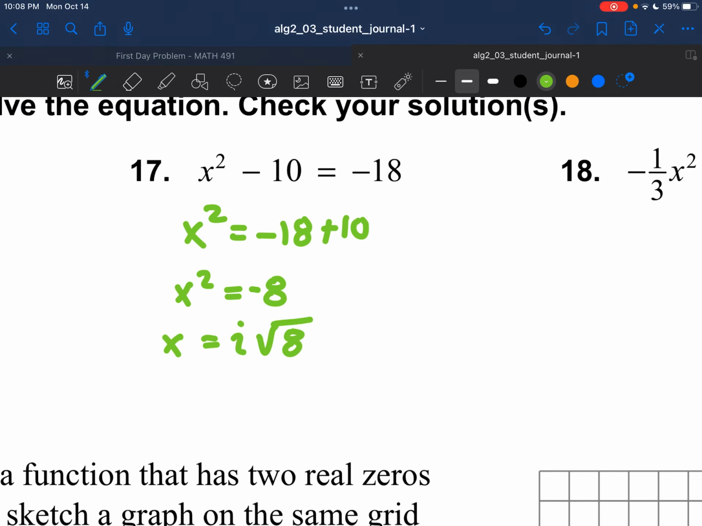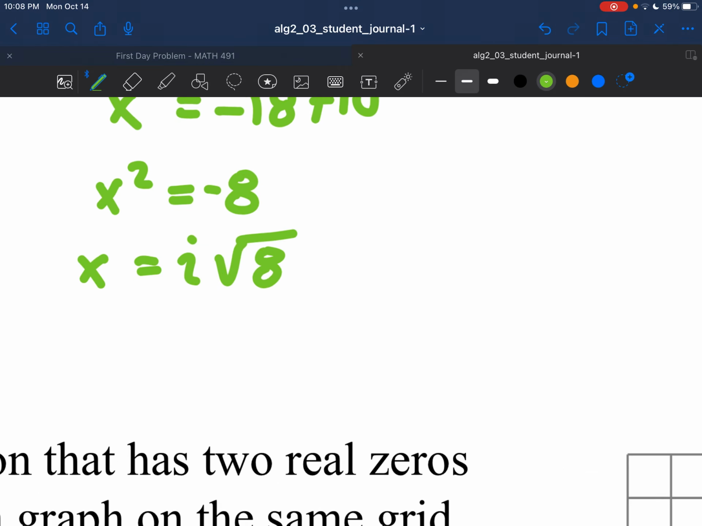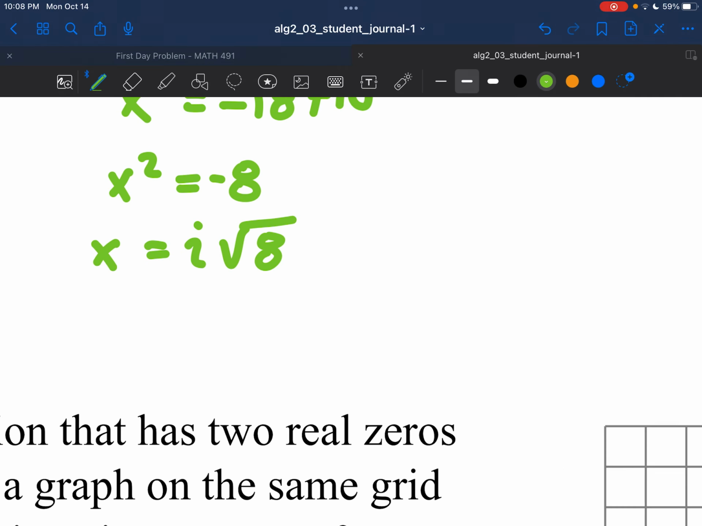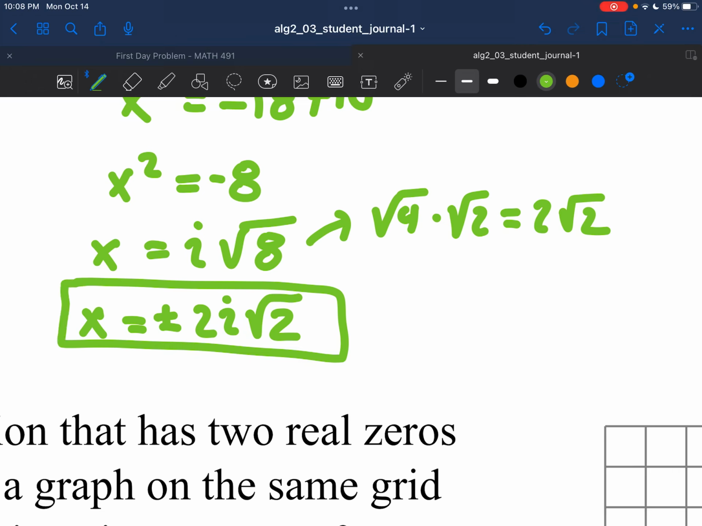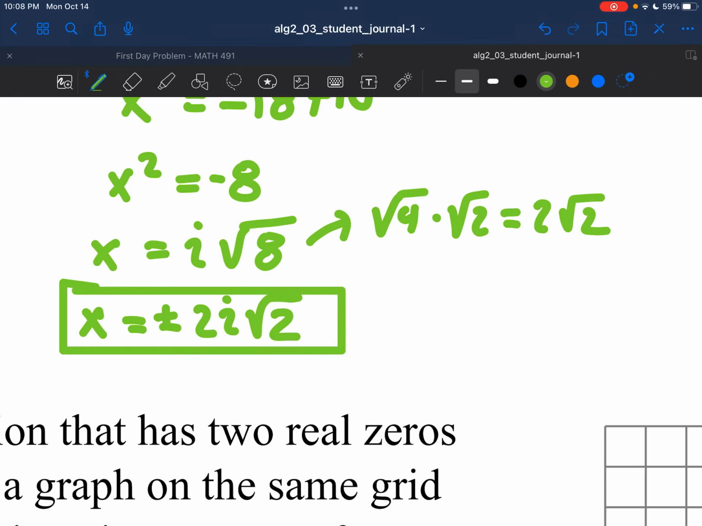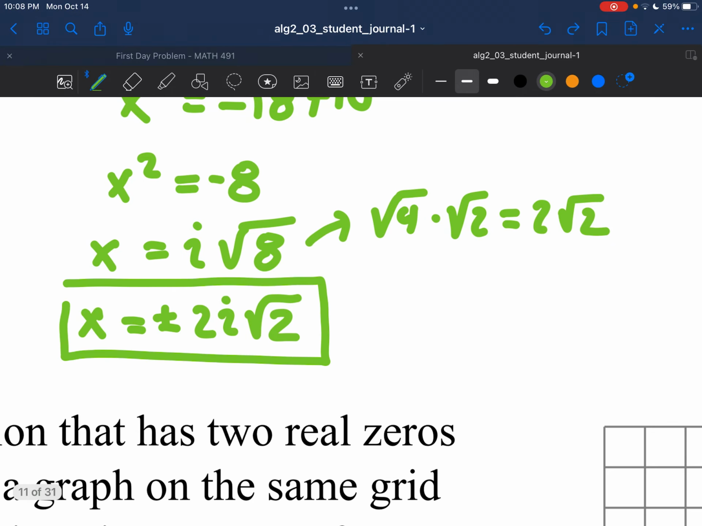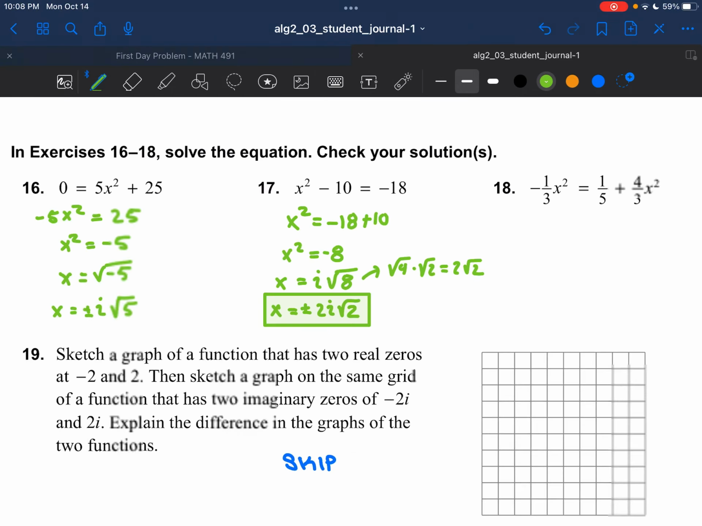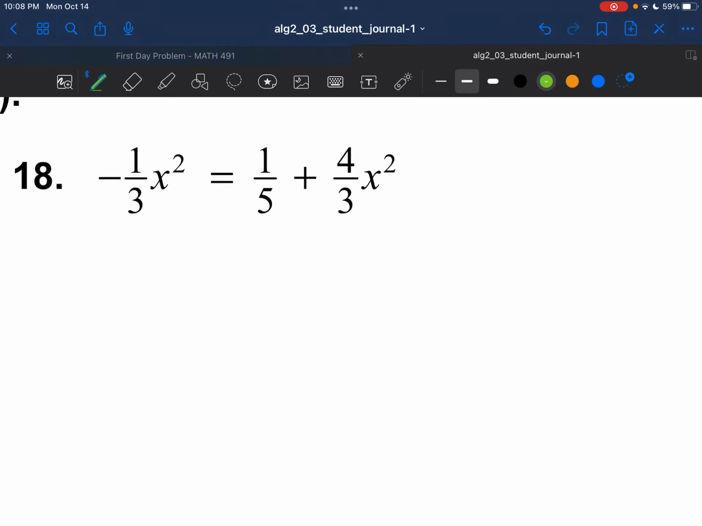Square root is x equals i root 8. Okay, but we can take the square root of 8 here, and that would be 4 times 2. Just 2 root 2. So plus or minus 2i root 2. So simplifying square roots shouldn't be too difficult, especially because they come from some previous classes. The only new thing that we've added is the imaginary i.